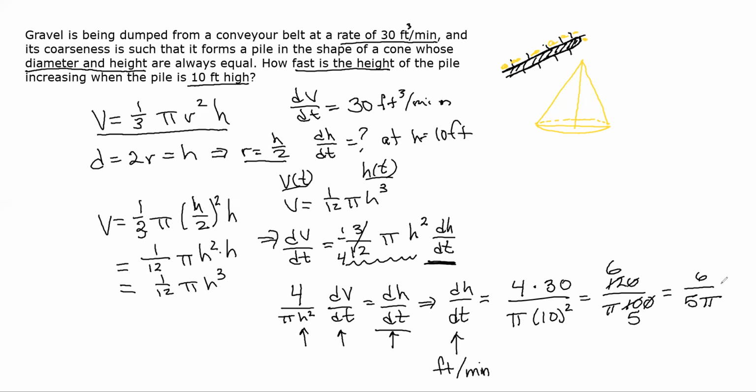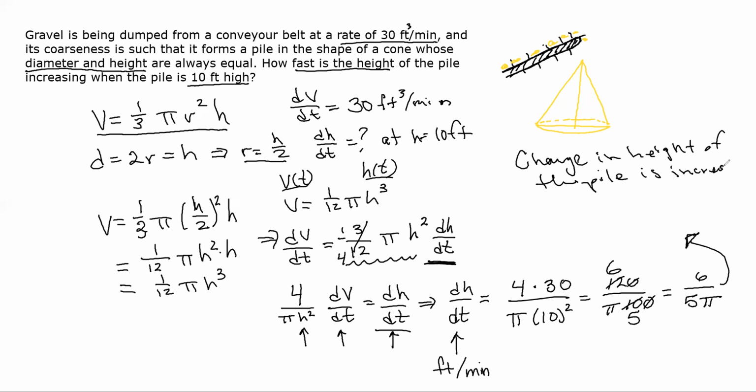So the final answer is the change in height of the pile is increasing by 6 over 5 pi feet per minute.